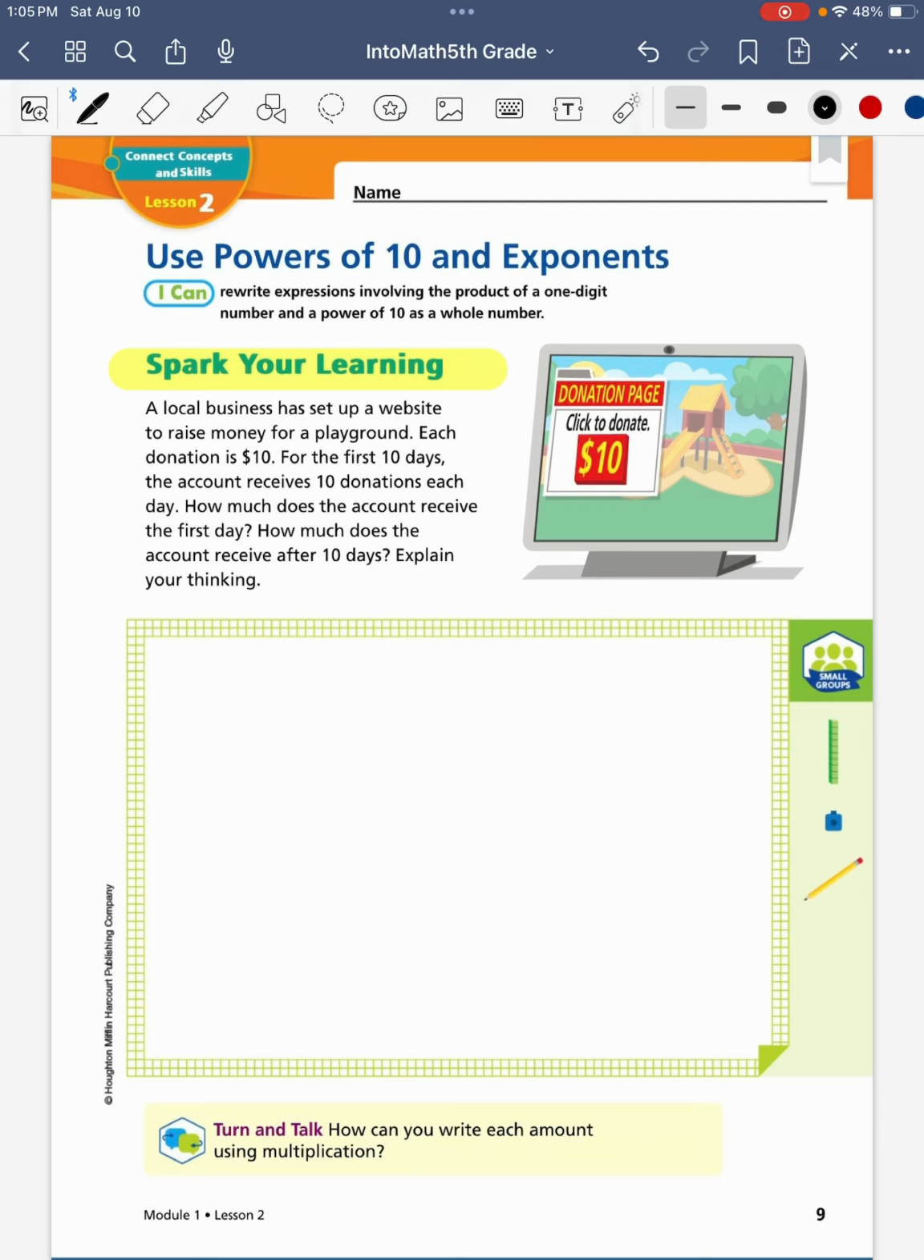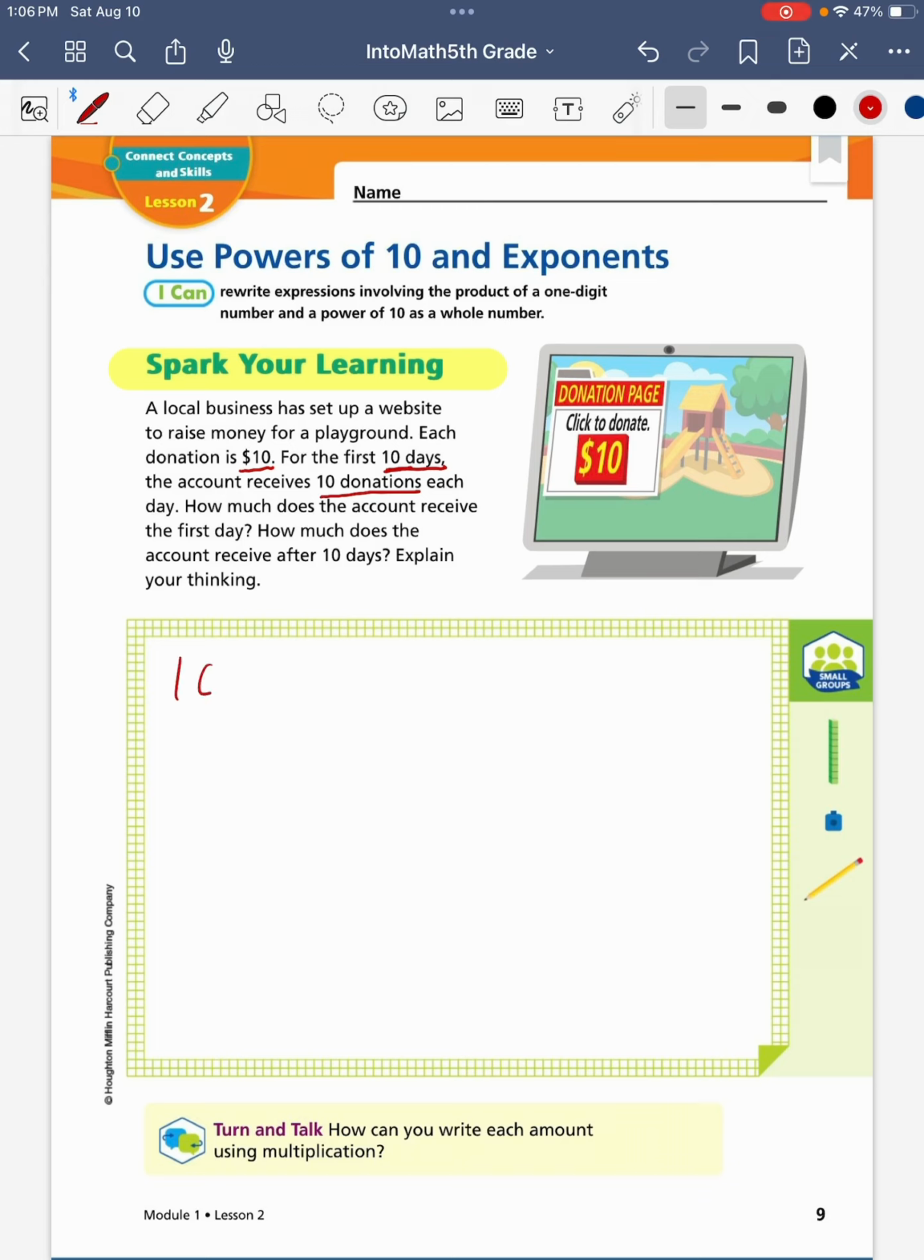Spark your learning. A local business has set up a website to raise money for a playground. Each donation is $10. For the first 10 days, the account receives 10 donations each day. How much does the account receive the first day? How much does the account receive after 10 days? Explain your thinking. In looking at this problem, we see that each donation gives us $10. The promotion goes for 10 days long, and each day they receive 10 donations.